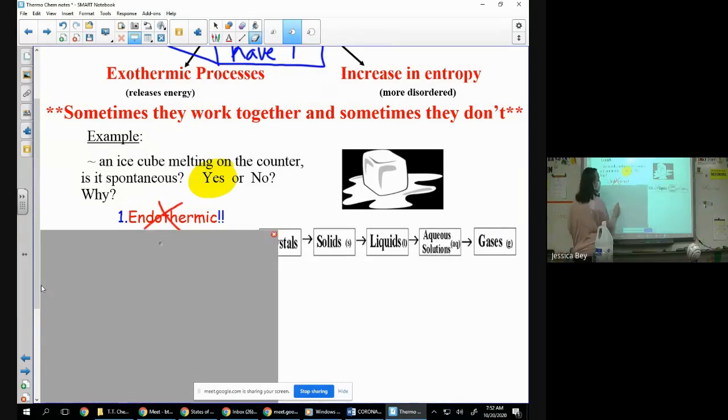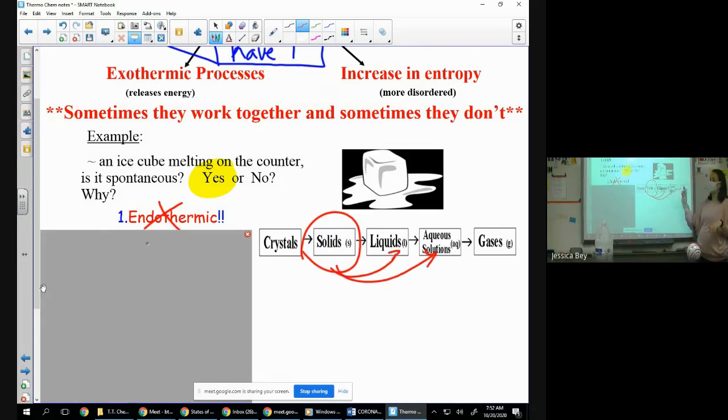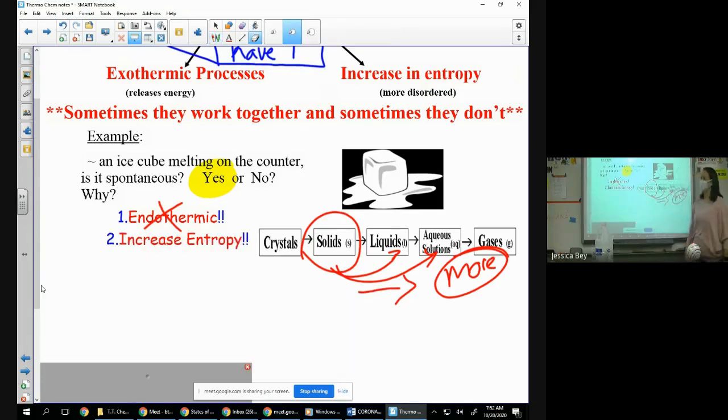But if you take a look here, what does my ice cube start at? It starts as a solid. And then at the end, my ice cube is going to be what? A liquid. Or maybe if it's made out of tap water, I know that's not purely a liquid. But either way, we're obeying the law of nature, saying that things want to be more disordered. That ice cube is moving this way. So that is why this is spontaneous. The thermic nature of it is working against its spontaneity. However, the fact that it's increasing entropy is making it a spontaneous reaction.